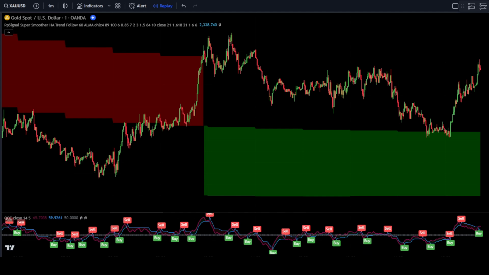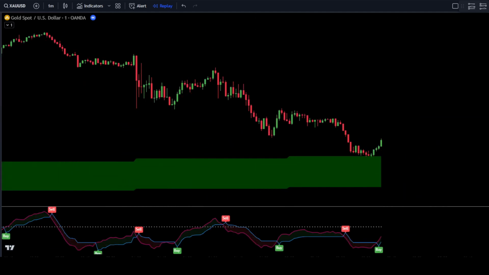Now let's discuss how to place orders using this 1-minute gold scalping strategy. How to place a buy order. If the PPSignal Super Smoother Heiken Ashi Trend Follow indicator is green, it indicates a bullish trend. In this position, your main focus is to find the best point to place a buy order. Then wait for the price candlestick to retest the PPSignal Super Smoother Heiken Ashi Trend Follow indicator area. After that, wait for a buy signal from the Quantitative Qualitative Estimation indicator.